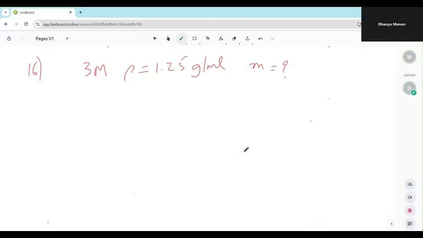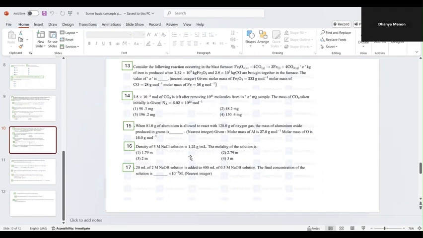What's the formula you remember? Molality is equal to 1000 times capital M, the molarity, divided by 1000 D, the density, minus molarity times MB, where MB is the molar mass of the solute, right? Our solute mentioned in question number 16 is sodium chloride. Here they didn't mention the molar mass, so you have to find it out.